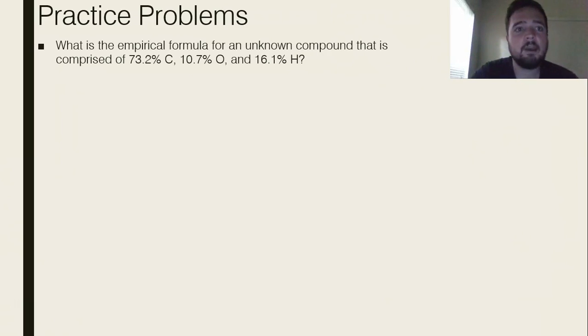So let's do a practice problem. What is the empirical formula for an unknown compound that is comprised of 73.2% carbon, 10.7% oxygen, and 16.1% hydrogen?